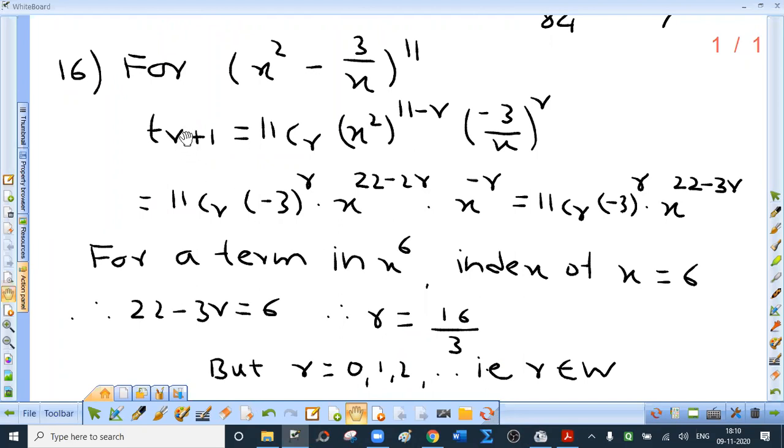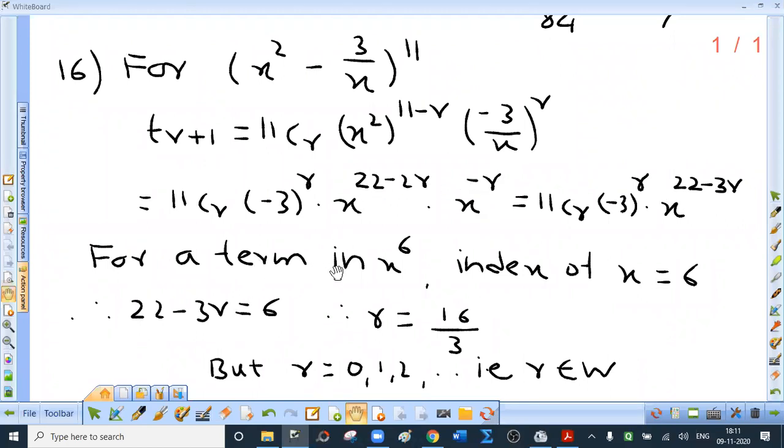Find out the general term T r plus 1. It is 11Cr x square raised to 11 minus r, minus 3 upon x raised to r. We want a single term in x. So 11Cr, minus 3 raised to r, a raised to m raised to n is a raised to mn. So x raised to 22 minus 2r. 1 upon x raised to r is what? x raised to minus r. We add indices to get this.